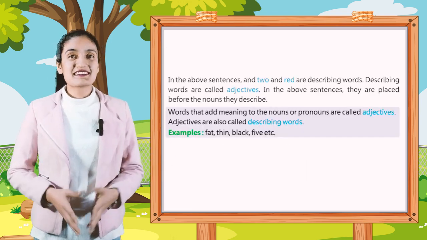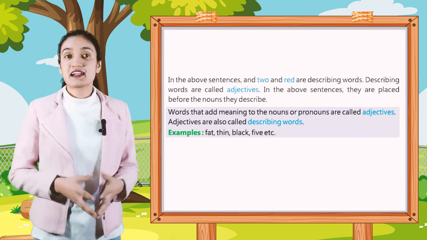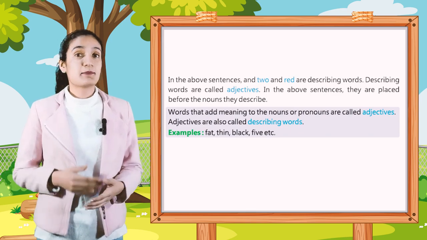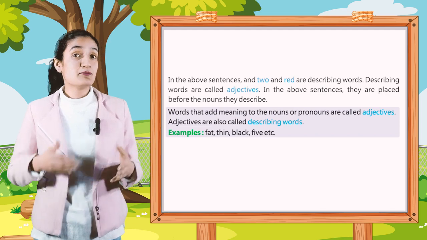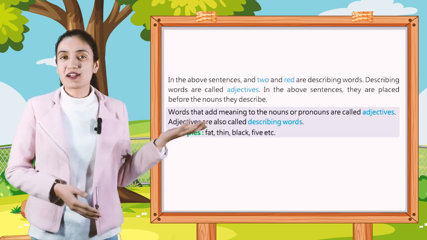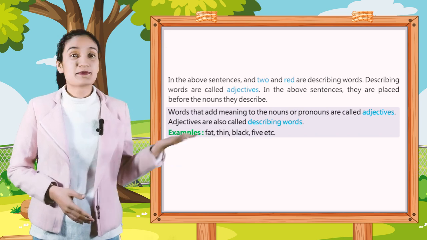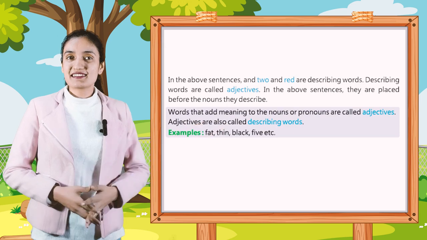In the above sentences, tall, two and red are describing words. Describing words are called adjectives. In the above sentences, they are placed before the nouns they describe. Words that add meaning to the nouns or pronouns are called adjectives. Adjectives are also called describing words. For example, fat, thin, black, 5, etc.